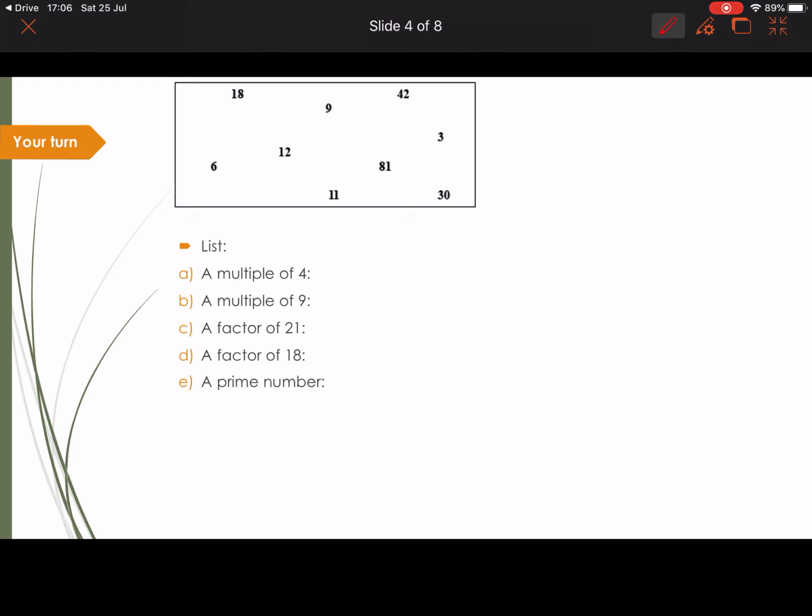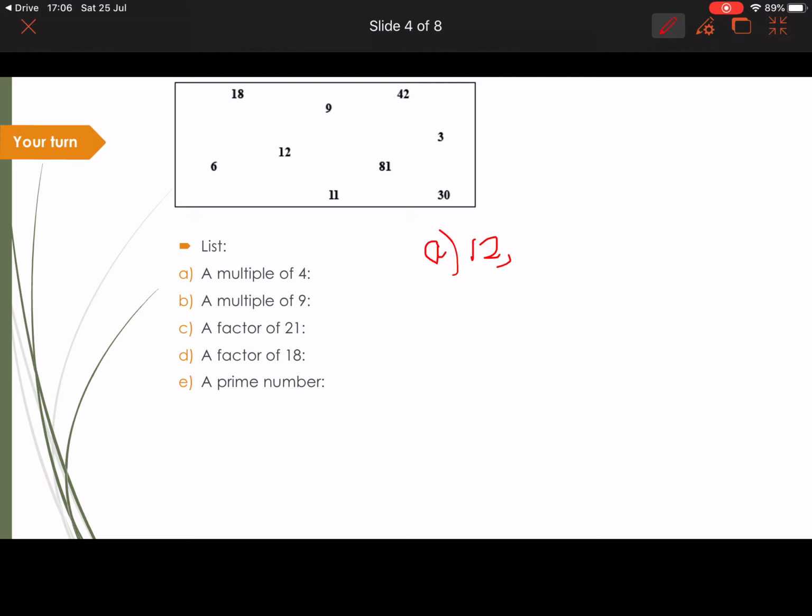Question A asks you to list a multiple of 4. So that can be any multiple of 4. And if I look at the numbers above, I can see that 12 is a multiple of 4. Are there any other multiples of 4 there? No. So the only potential answer to question A is 12.